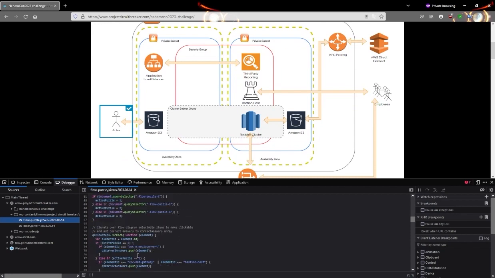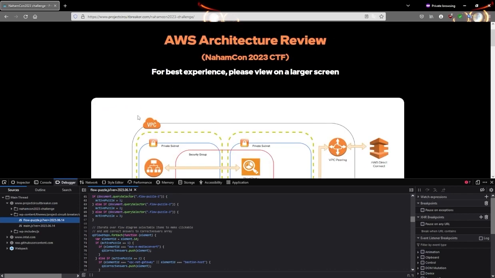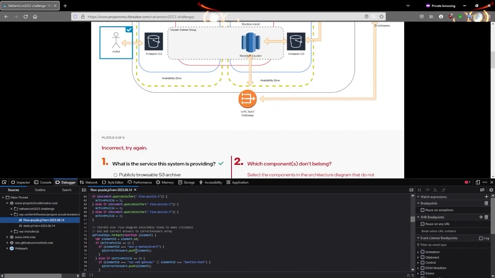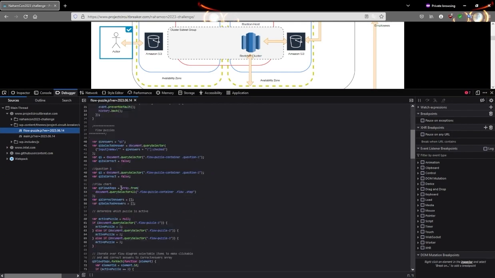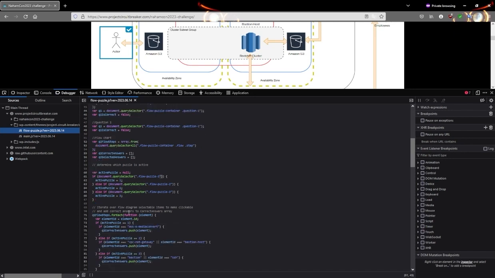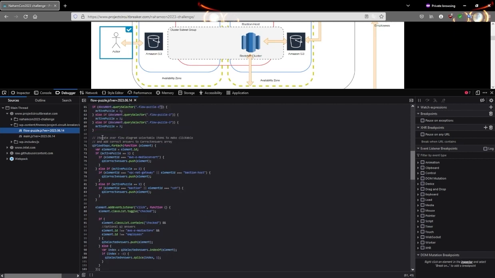So anyway, coming back here, we are in the second question, right? In the second question, let me show you the code. It says the flow puzzle JS is here. It's initializing first, and then we come to the section where it says flow puzzles. Let's get here, and here we can see questions and the answers. Basically, the document query selector for puzzle is one, and the active puzzle is one, and all those things are here. And this is the cheesy part.